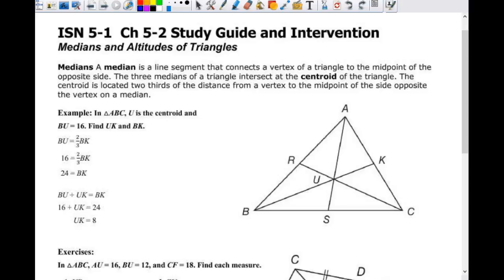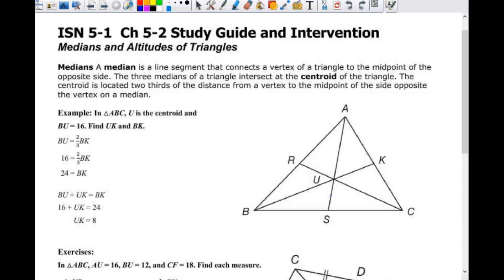Alright, today we are doing medians of a triangle. A median of a triangle starts at the vertex, goes down, and splits the opposite side into two equal parts. This point S is a midpoint. This point K is a midpoint. This point R is a midpoint.